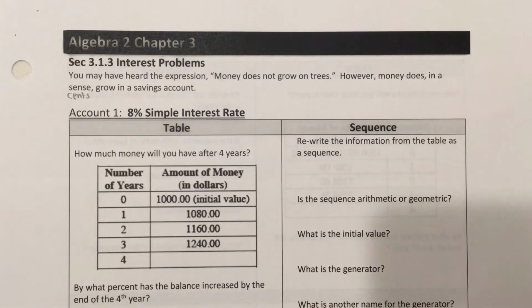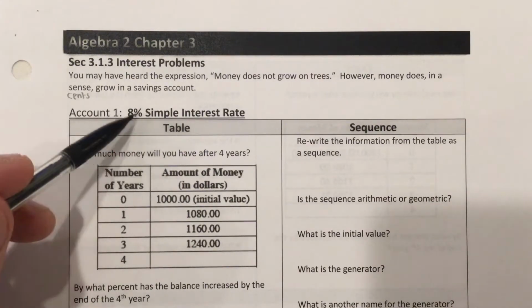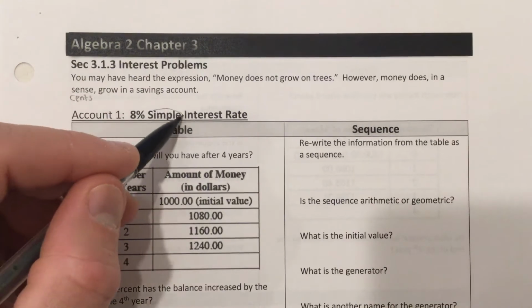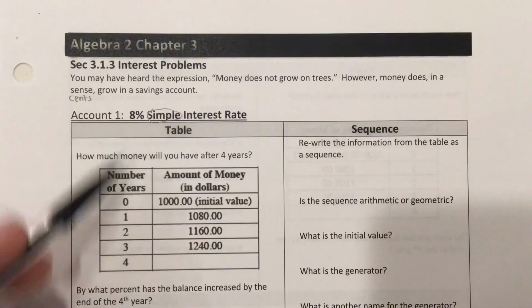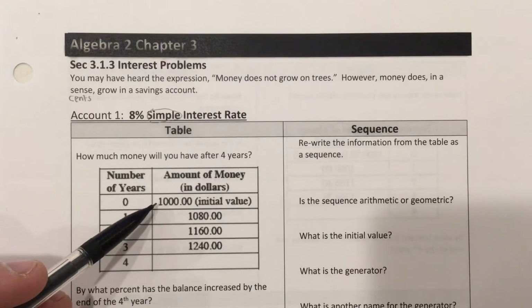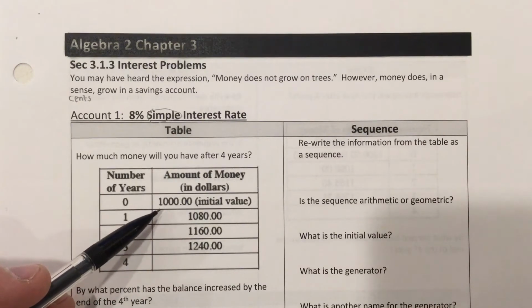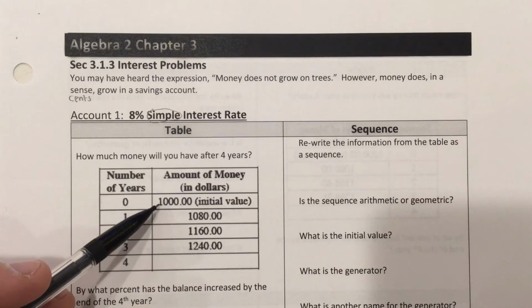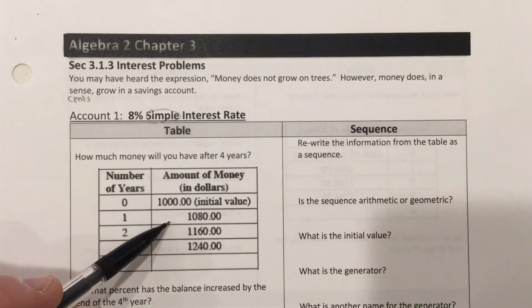All right, anyway, so today this video is going to focus solely on simple interest. Okay, so we're going to do an 8% simple interest, and this is what your account's looking like. You only have your $1,000 and you're not depositing anything else. We're just assuming that interest is the only thing added to your account.